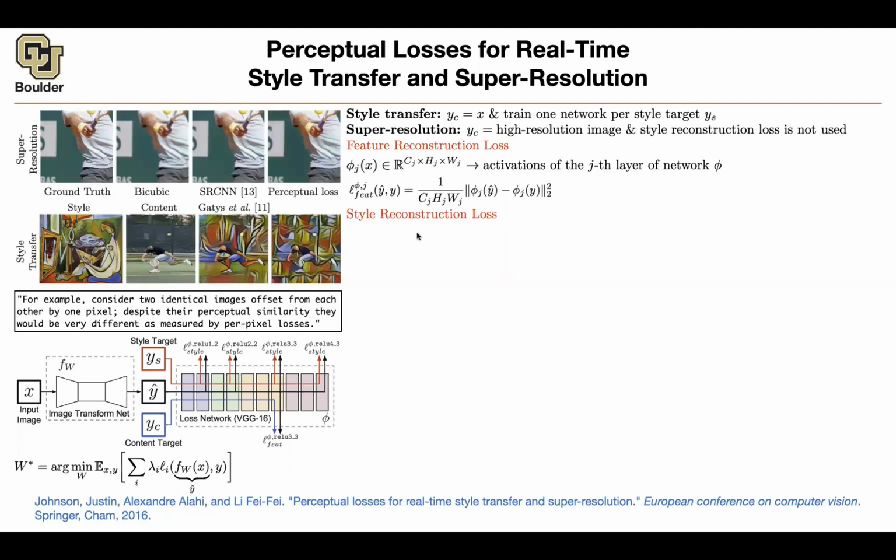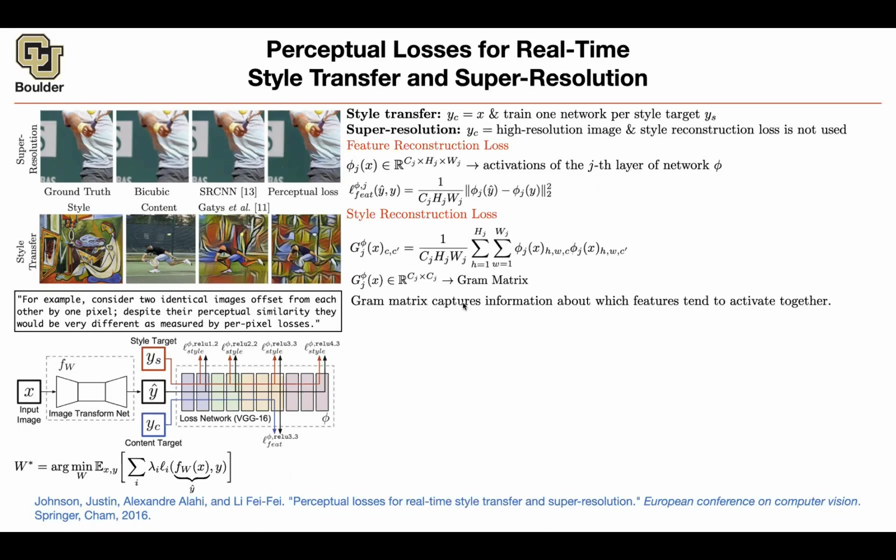This is smart. You can also have a style reconstruction loss. That one is slightly different. For that, we are going to take a look at the gram matrix. And what is the gram matrix? It's going to give you information about which features tend to activate together. So it's sort of a correlation between features. And how do you compute it? You take feature C and C prime, and then you do a multiplication.